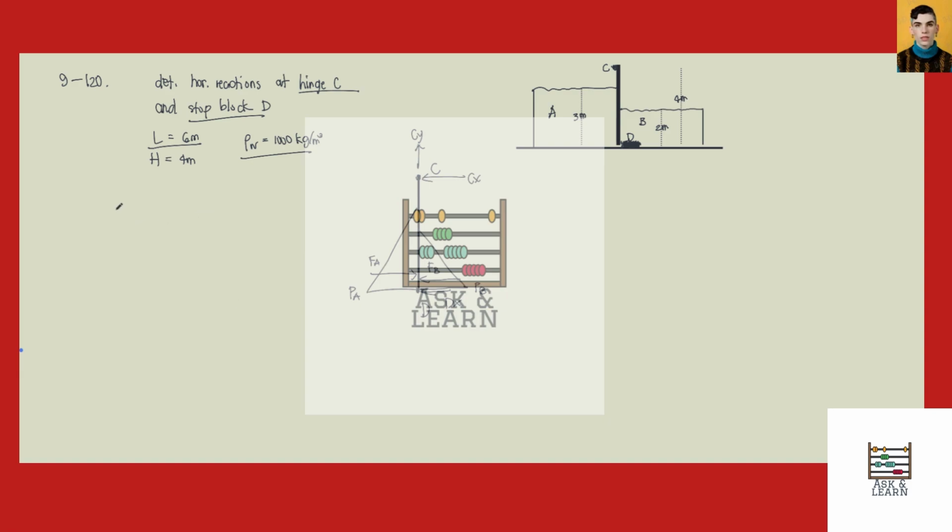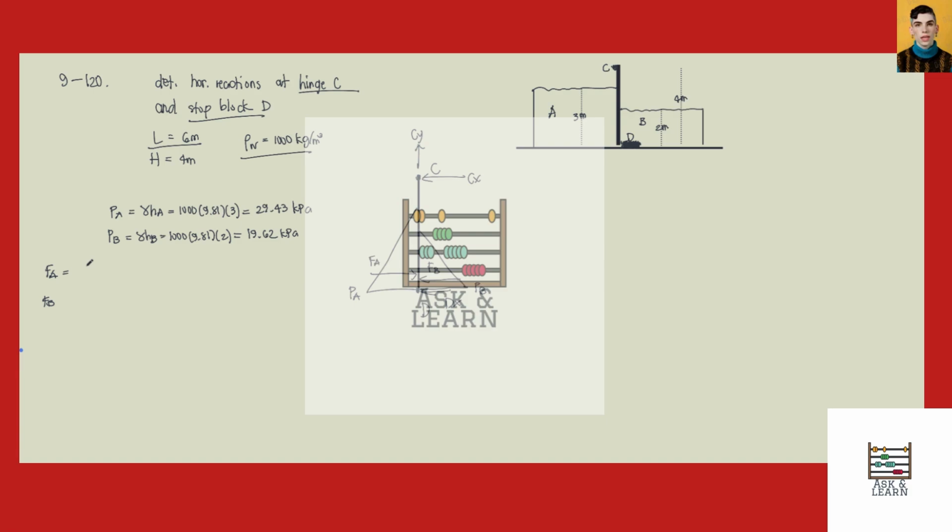So let's determine our PA. PA is equals to gamma height A, which is equals to 1000 times 9.81 times the height of the water, which is 3 meters. So we have 29.43 kilopascal. For pressure B, we have gamma height of B. We have 1000 times 9.81 times 2, which is 19.62 kilopascal.